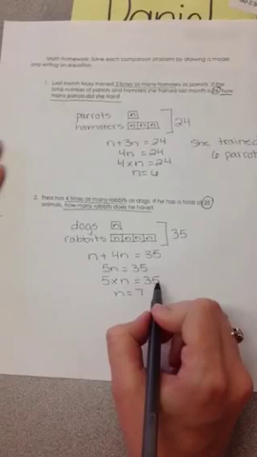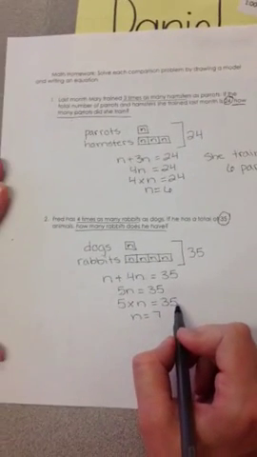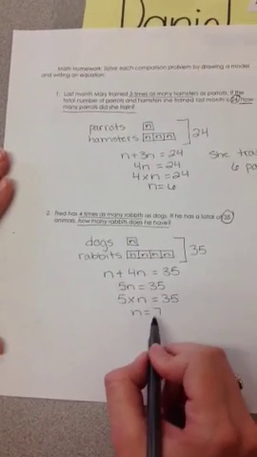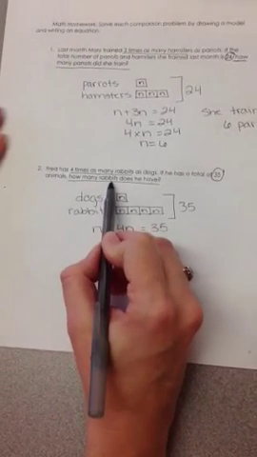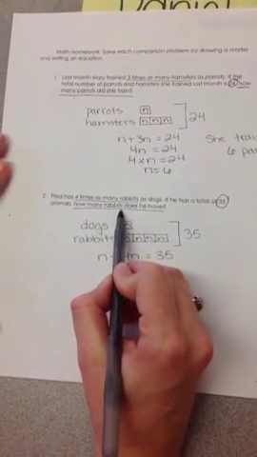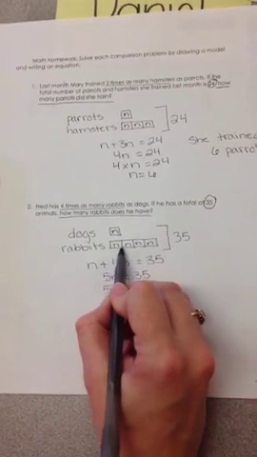But I'm not quite finished yet because this question is actually asking me to go a little bit further. If n equals 7, that only gives me the number of dogs. My question is how many rabbits does he have? So now I have to look at my rabbits.